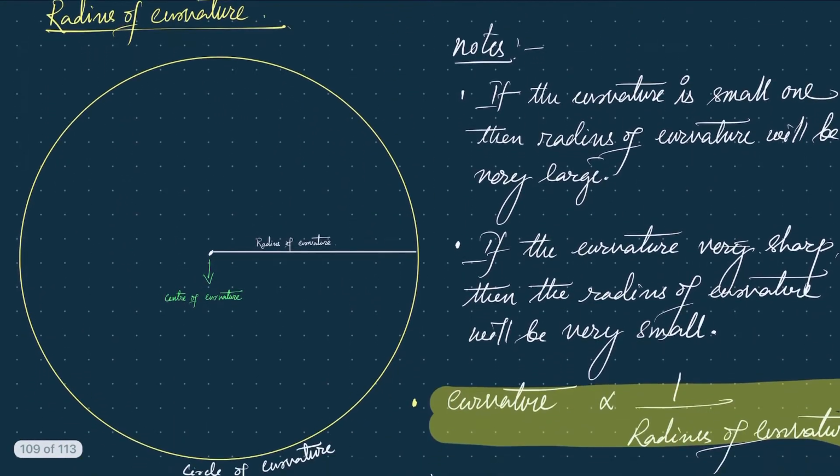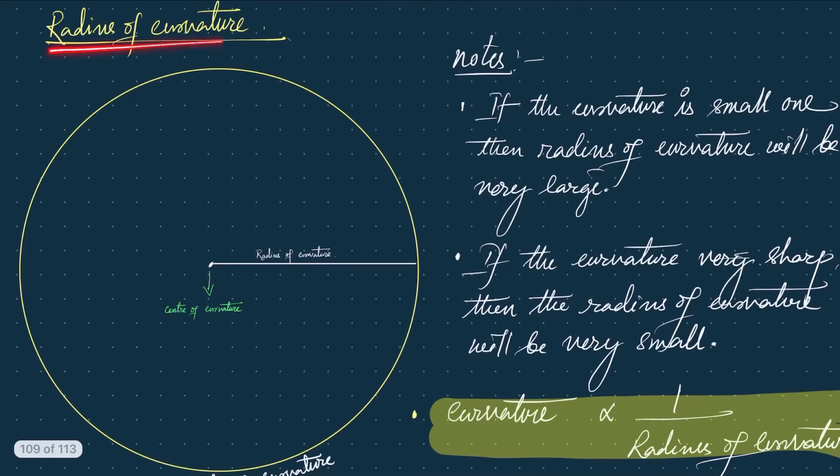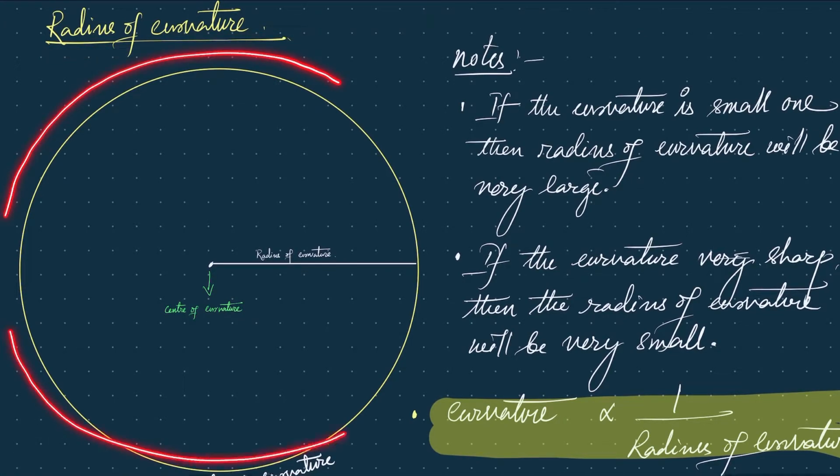I think you have understood this one. Now you can see the radius of curvature. What exactly is the radius of curvature? Now you can see this circle. Okay, you can see this circle.